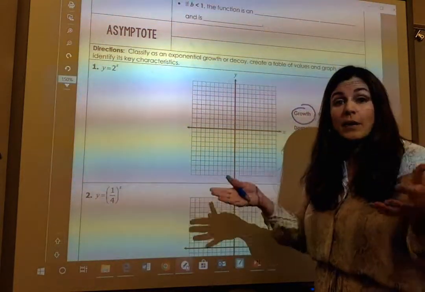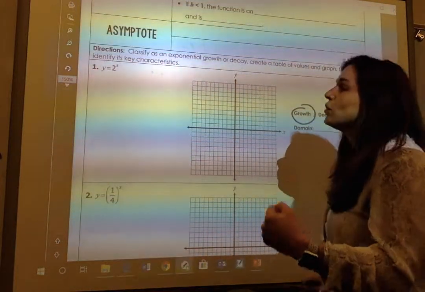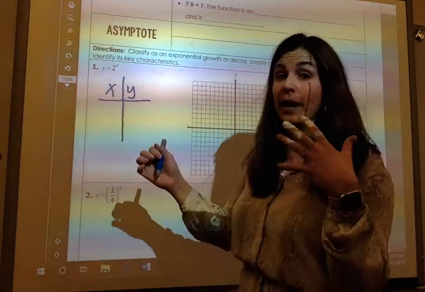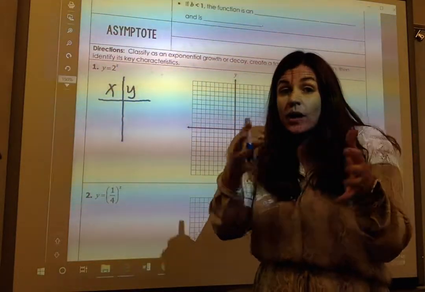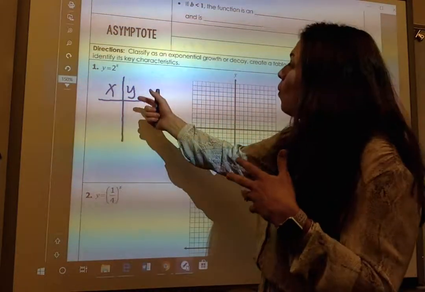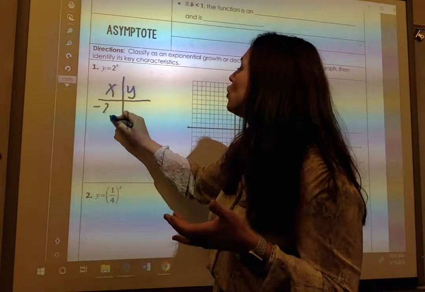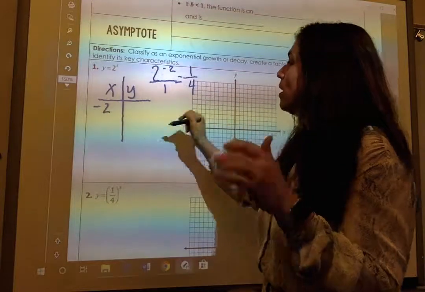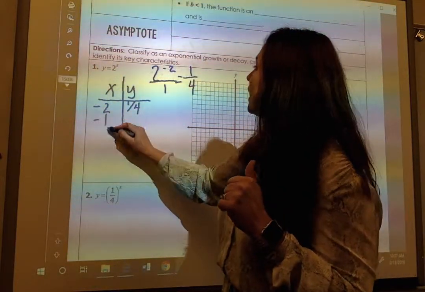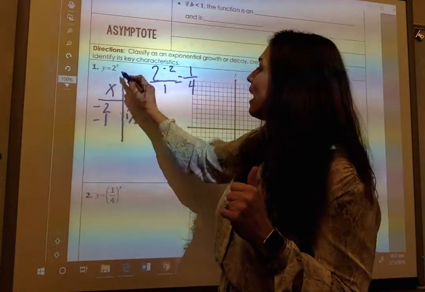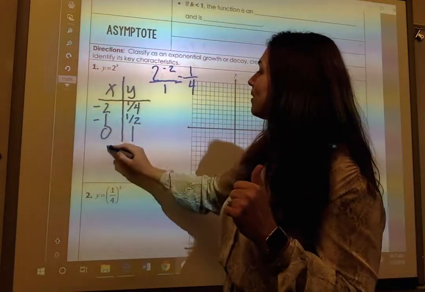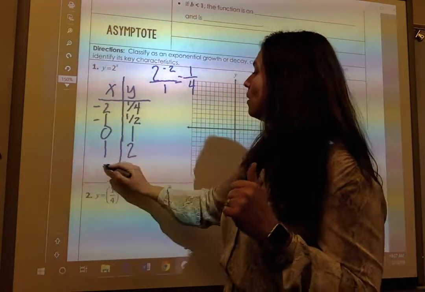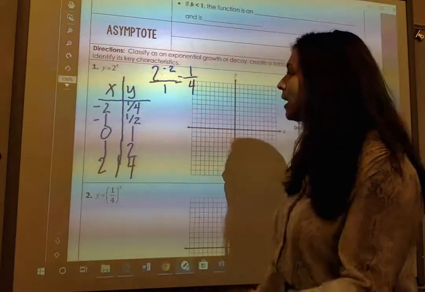Now, it says create a table of values. So we absolutely can do that by hand. If I plugged in a -1, I want to see a couple negative values, and I want to see a couple of positive values. So let's say we had a -2. 2 to the -2, you'll remember, is 1/4. To the -1 power, it's 1/2. When x is 0, it's 1. When x is 1, 2 to the first power is 2. And when x is 2, 2 squared is 4. So I can do that by hand.